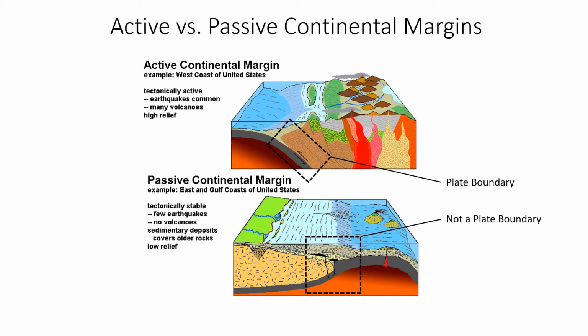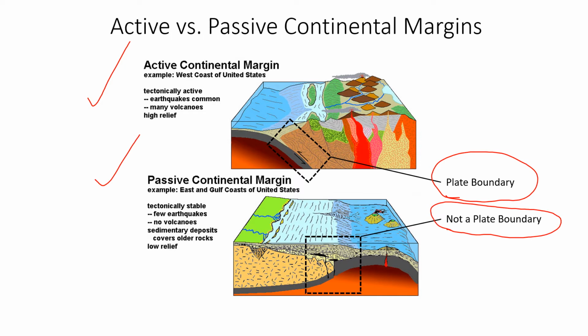And you can see that for active margins, we have active geologic processes, ultimately because we have plate boundaries at active margins. At passive margins, we often lack active geologic processes like earthquakes and volcanoes and faulting and that sort of thing. And ultimately, passive continental margins are passive because they lack a plate boundary. So here again, we're relating continental margins to the presence or the absence of a plate boundary.